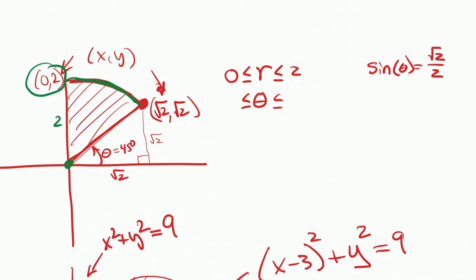45 degrees or pi over 4. Yeah, why did I write 45 degrees? Because we're in calculus, not physics. Okay, pi over 4. Is that better? All right, now we have to figure out... So that gives us our lower limit.